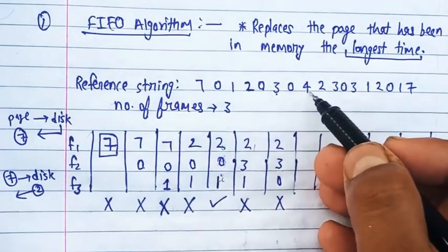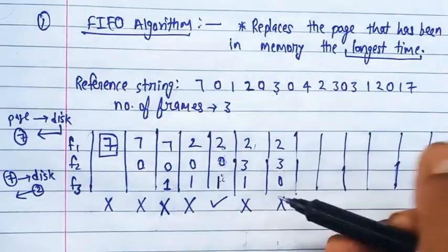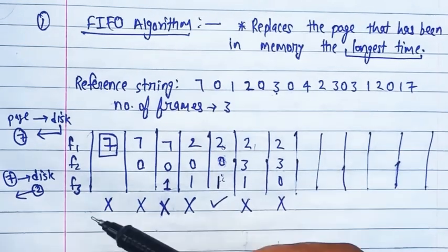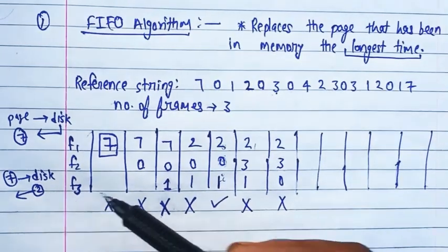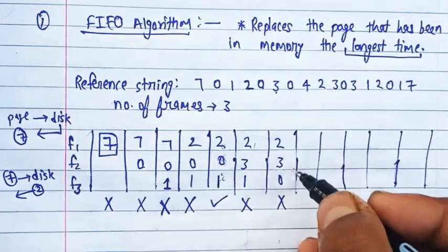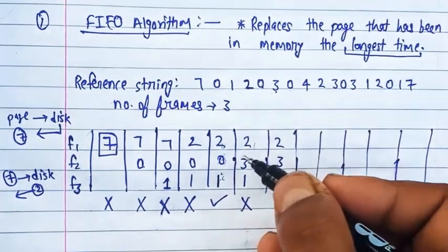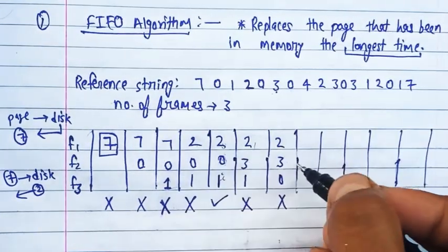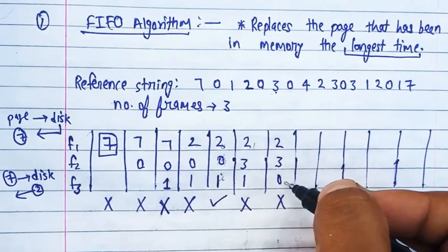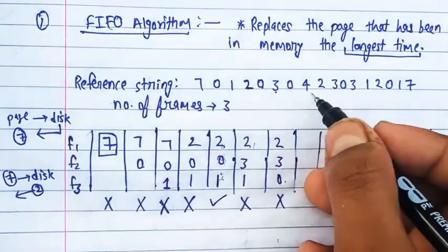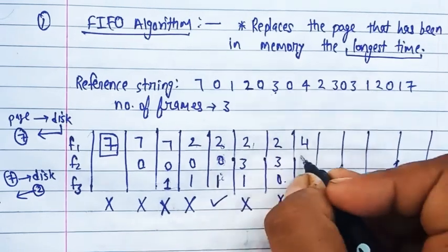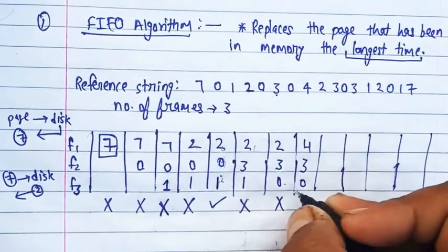In the case of 4, 4 is not present in the main memory, so we have to swap. So 4 will be swapped, sorry, 4 will be swapped with 2 because 2 came first in comparison to 3 and 0. So 2 will swap to 4. So 4 3 0, and there was a page fault.